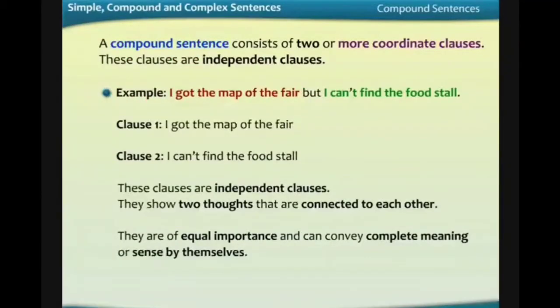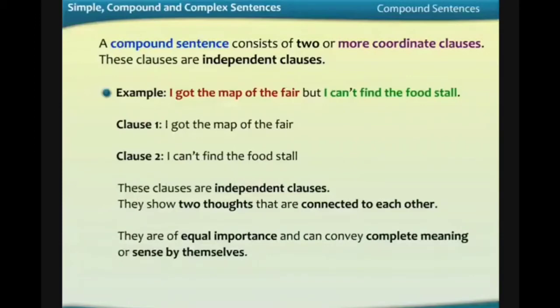Now we are going to see the second part, that is compound sentence. What is a compound sentence? A compound sentence consists of two or more coordinate clauses. These clauses are independent clauses. That is, a sentence will be having two clauses and it will be independent. Means it will be main clauses because it can stand alone. It will be having a meaning of its own.